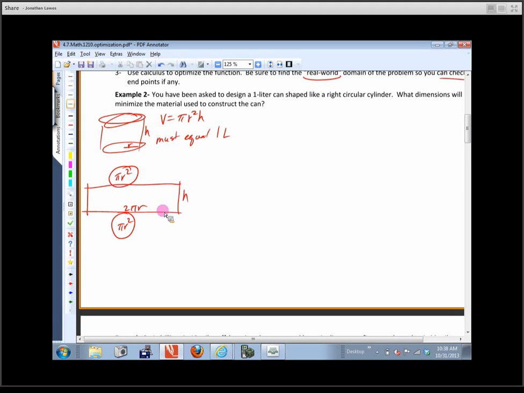So what we're really trying to minimize here is the surface area. So I'm going to write S for surface area. And the surface area is going to equal 2 of these circles, so 2 pi r squared, and 1 of those rectangles. And that rectangle is 2 pi r h. There's the length, there's the height. There's the base. There's the width, however you want to talk about it. Good there?